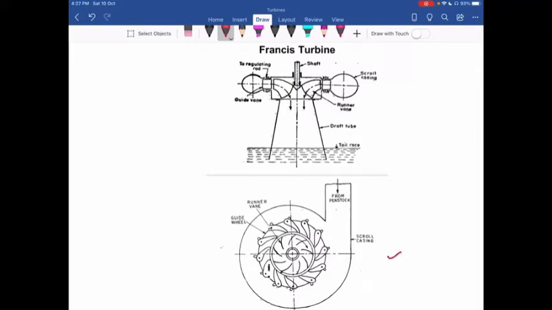Now here you can see in this diagram water enters from the penstock. It enters the casing. So we have a special type of casing, that is a scroll casing. Water enters the casing, then it first goes to the guide blades. You can see the water goes to the guide blades.